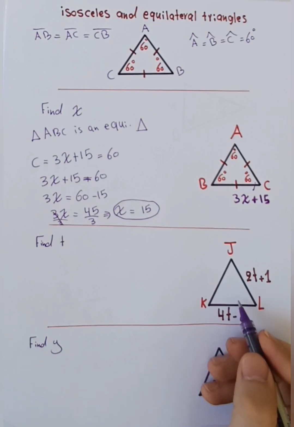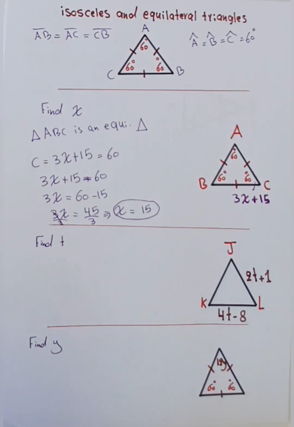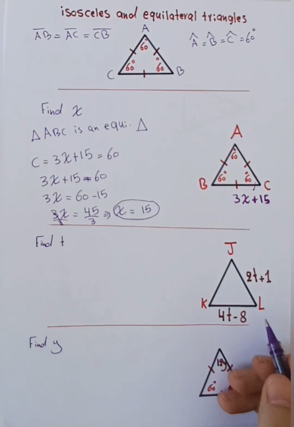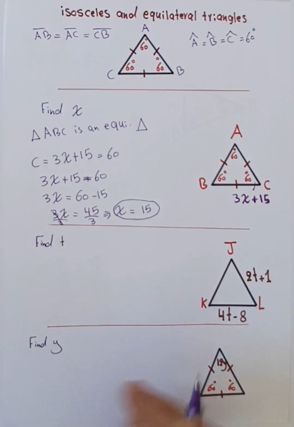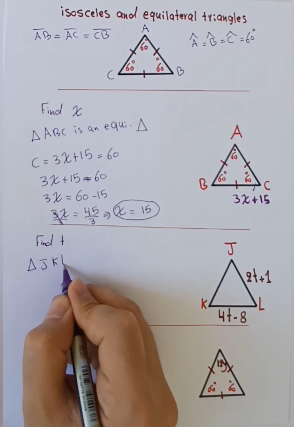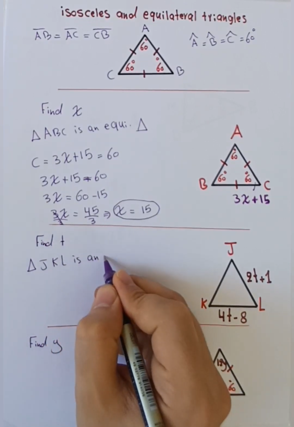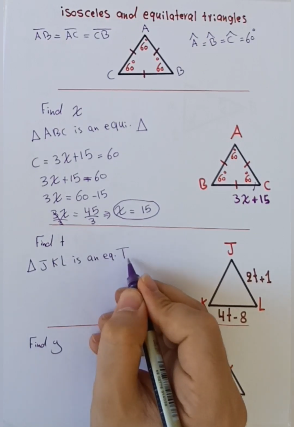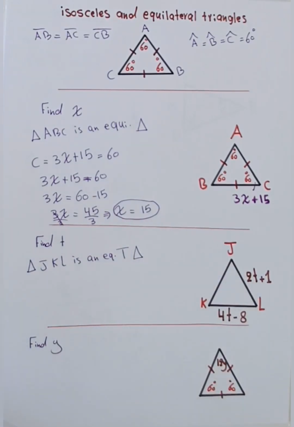Example number 2, you have this triangle, and you have to find the value of t. This triangle, triangle JKL, is an equilateral triangle.